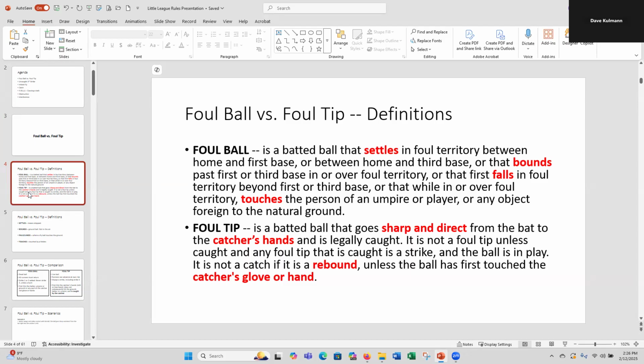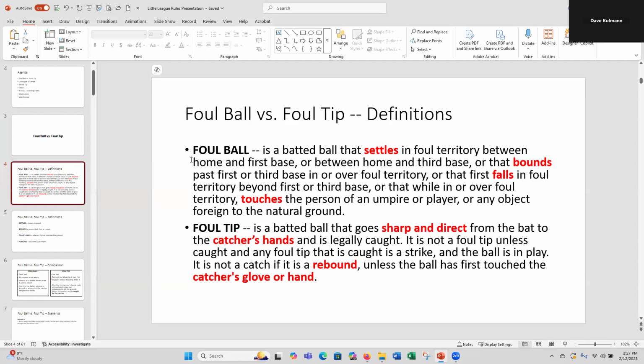Foul ball is a batted ball that settles in foul territory between home and first base, or between home and third base, or that bounds past first or third base in or over foul territory, or that first falls in foul territory beyond first or third base, or that while in or over foul territory touches the person of an umpire or player or an object foreign to the natural ground. So those words in red, we're going to get into a little bit more in one of the next slides.